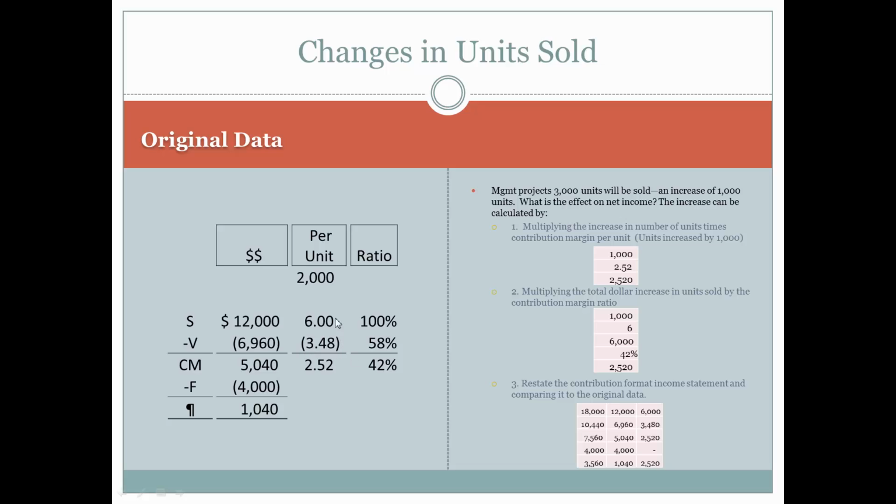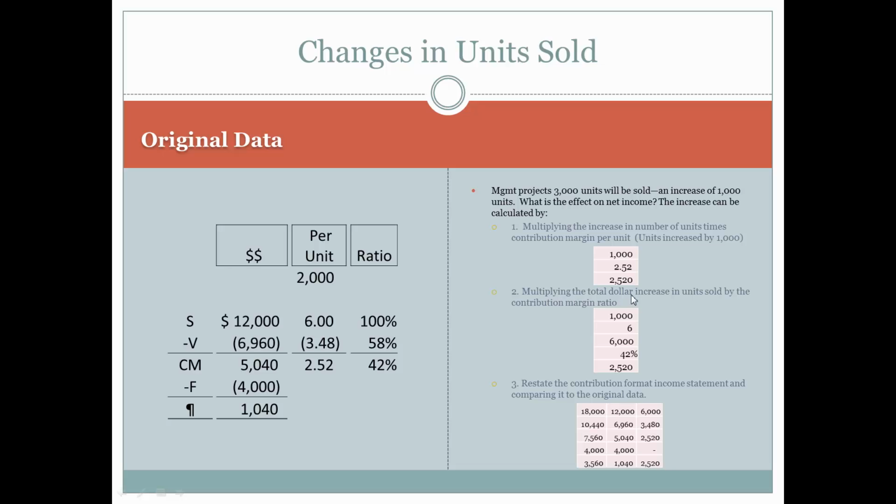Our variable expenses are $3.48 per unit. So it means immediately once I've sold a unit, $3.48 is no longer available to contribute to fixed expenses or to a profit. Therefore, multiplying the number of units that we expect to sell as far as an increase is concerned times the contribution margin per unit should tell us dollar-wise exactly how much is left to contribute towards the fixed expenses and towards the profit.